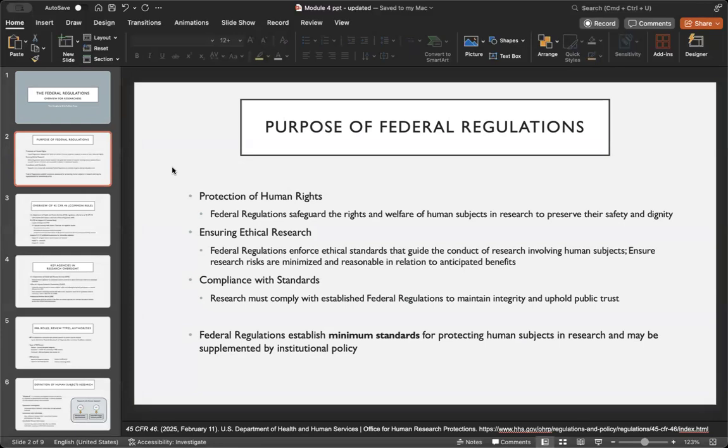And then another key purpose is to maintain public trust, because when research follows federal standards, it helps ensure that transparency, accountability, integrity, things like that are still upheld within the research process. And it's also important to note that federal regulations establish minimum standards. So essentially, institutions are allowed to supplement these standards with additional policies if they choose to do so.